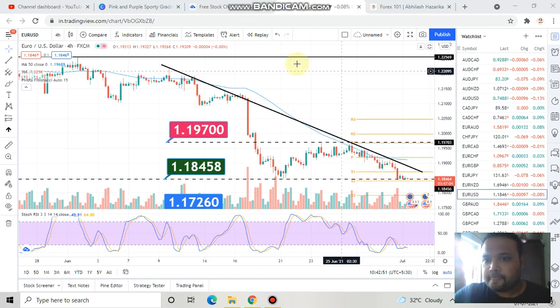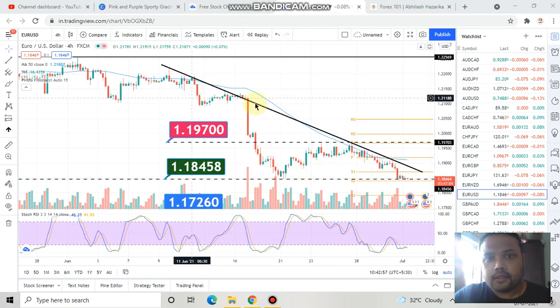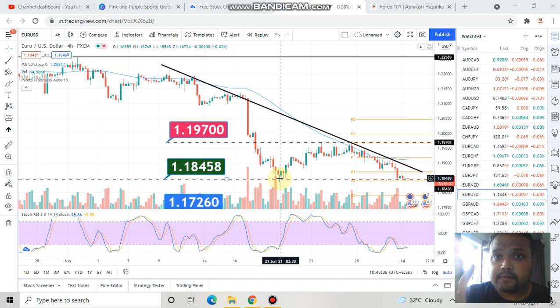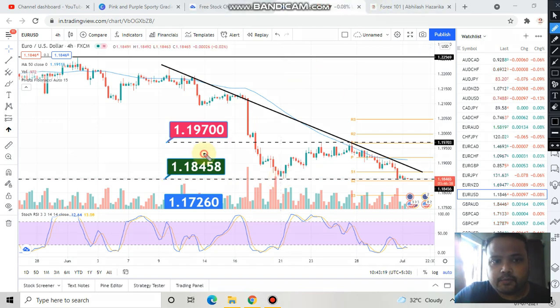As we all know, after the huge selling pressure on Monday, market took support at this price level, which became the temporary support for Euro USD. Because when the heavy sell off came, almost all the support levels were shattered, and therefore market took temporary support at this price level 1.1845. So this became the temporary support for the market, and right now we can see that market is just standing at this support level.